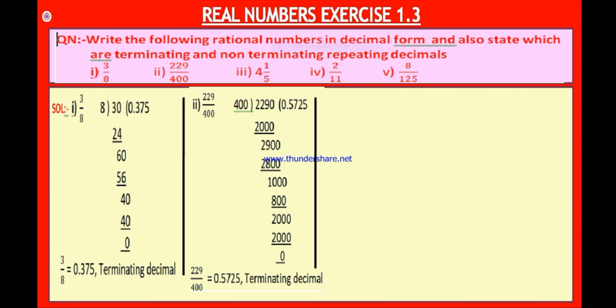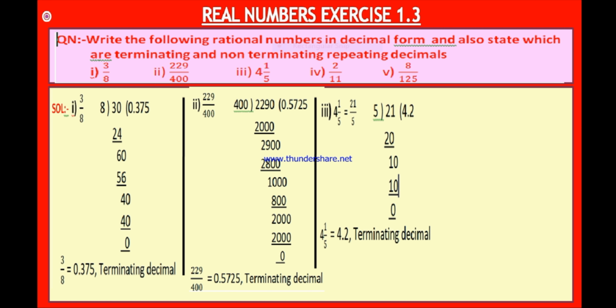Now look at the third bit. We have been given a mixed fraction. Let us convert it into an improper fraction. 4 5s are 20 plus 1 is 21 by 5. Now divide 21 by 5. 5 in 21 goes 4 times, 4 5s are 20. If you subtract, 1 is the remainder, keep point so that it is 10. Now 5 in 10 goes 2 times, 2 5s are 10, the remainder is 0. Therefore 4 1 by 5 is 4.2. Again it is a terminating decimal.